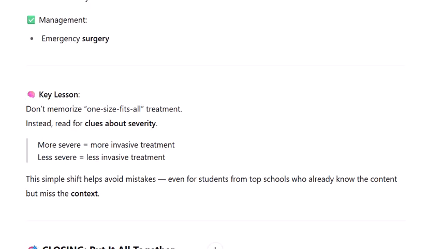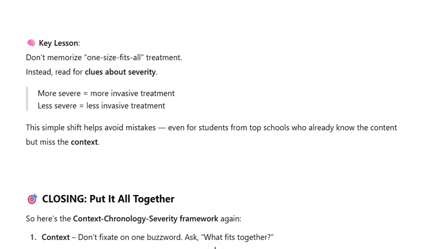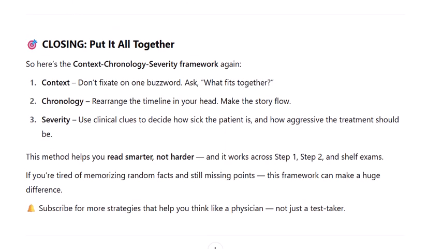This simple shift helps avoid mistakes, even for students from top schools who already know the content but miss the context. Closing, put it all together. So here's the context, chronology, severity framework again. 1. Context. Don't fixate on one buzzword. Ask, what fits together? 2. Chronology. Rearrange the timeline in your head. Make the story flow. 3. Severity. Use clinical clues to decide how sick the patient is and how aggressive the treatment should be.